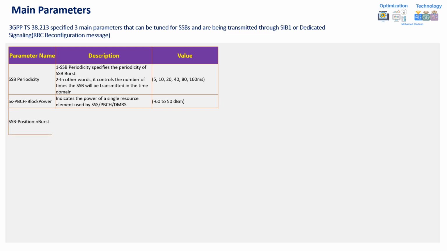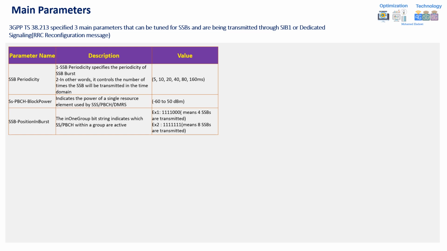The third information is the SSB position in burst. The in1 group bit string information indicates which SS/PBCH blocks within a group are active. The information values will vary depending on SCS and band used. Here we are showing 2 examples covering different scenarios. Example 1, 111100 means only 4 SSBs are transmitted. Example 2, 111111 means 8 SSBs are transmitted.